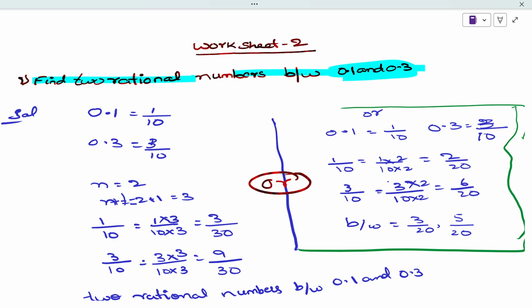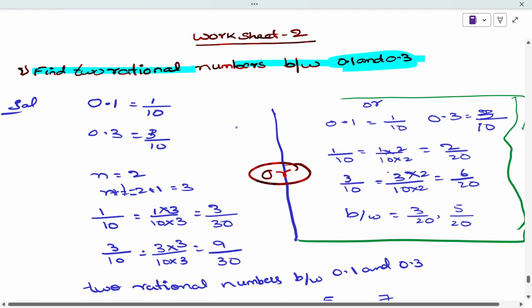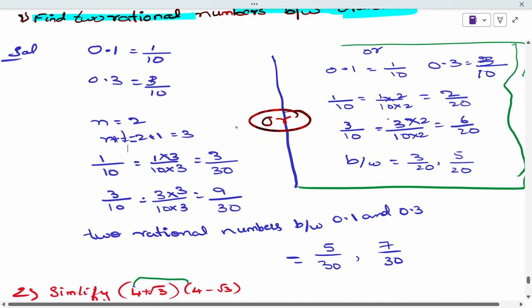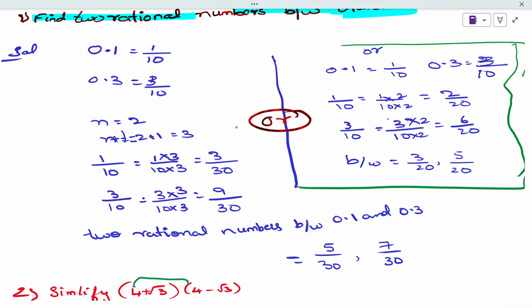Now we take the first rational number, 1 by 10. 0.1 is nothing but 1 by 10. So multiply and divide by 3. Numerator and denominator are multiplied by 3, so you get 3 by 30. Next fraction, 3 by 10. Again multiply and divide by 3, so you get 9 by 30.